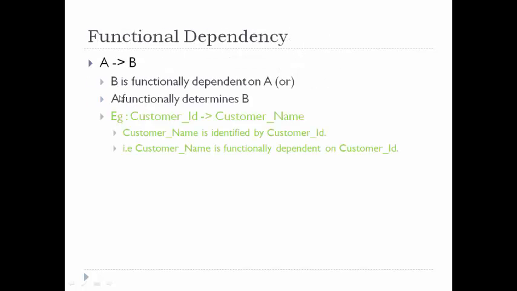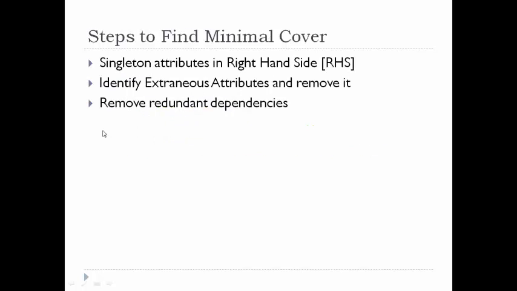Now, we can explain this with an example. We have customer ID determines customer name. It means customer name is functionally dependent on customer ID. Technically, we say this as customer ID determines customer name. Otherwise, customer name is functionally dependent on the customer ID. This is functional dependency.